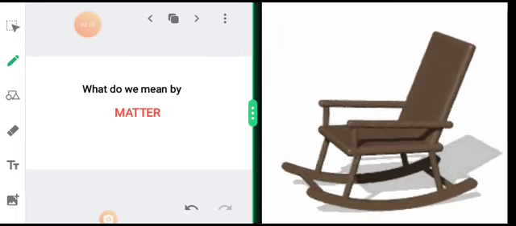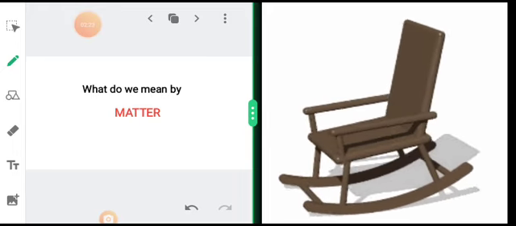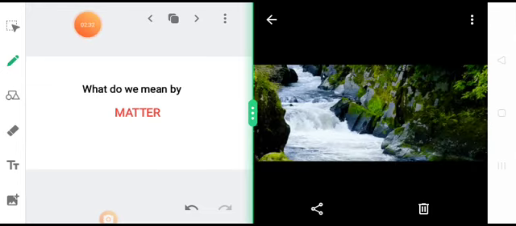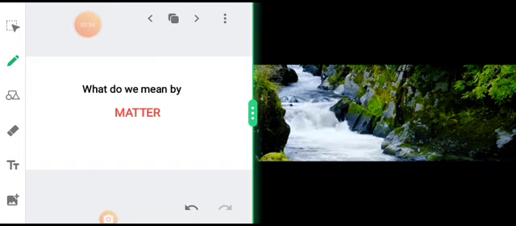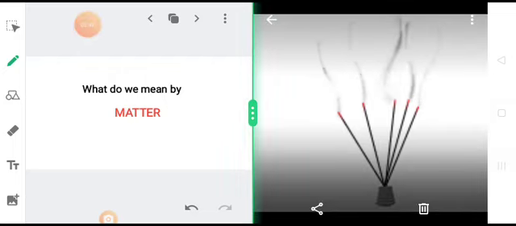Like in the adjoining picture, you can see a rocking chair. Now, this is a very common object that each one of us has in our homes. What do you see now? Flowing water. Water, as we all know, is so crucial for existence of any form of life. Now you can see a burning incense stick. Whenever we burn an incense stick, the fragrance coming out of it fills up the entire room and gives us such a pleasing feeling.